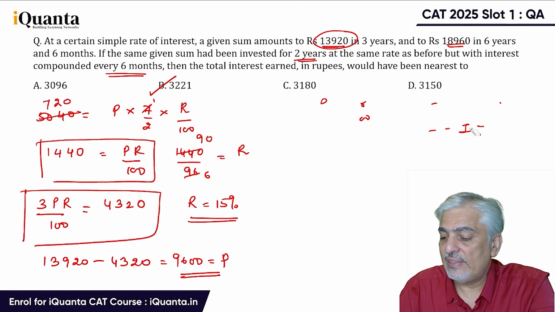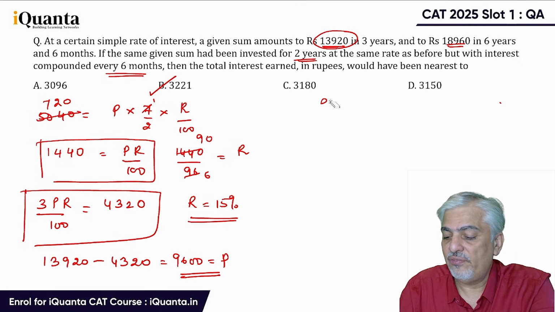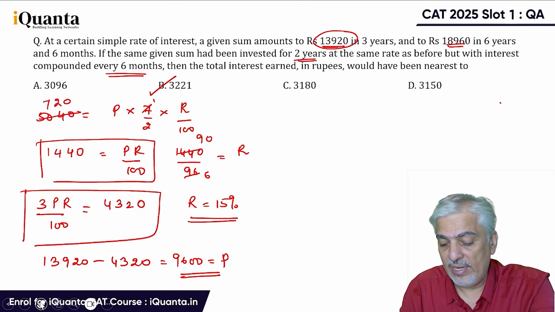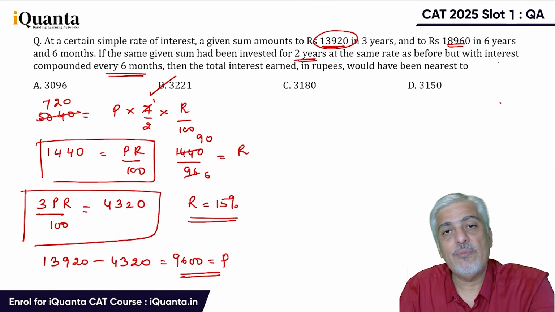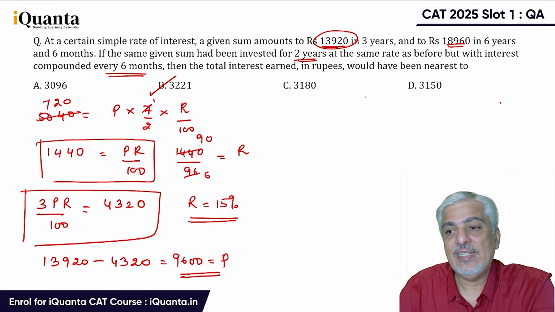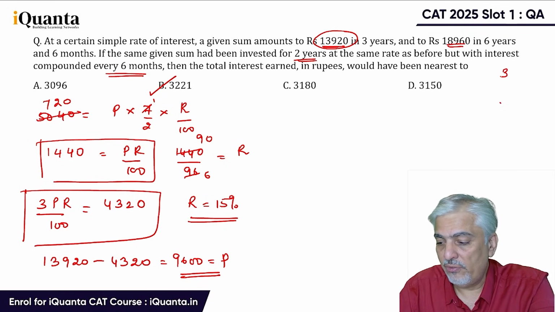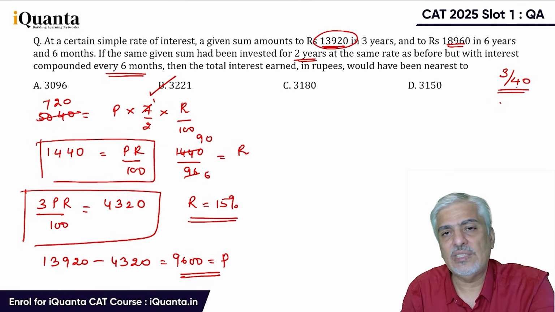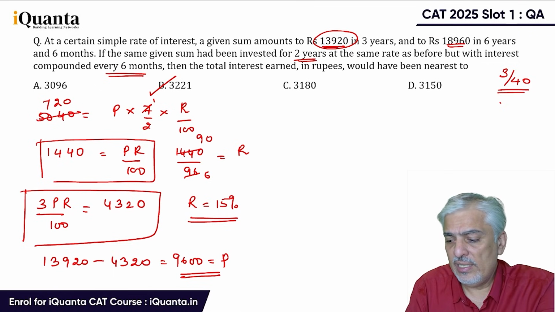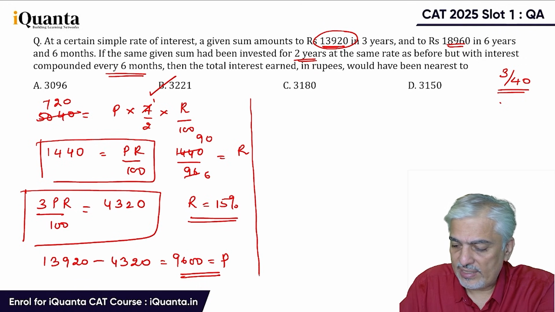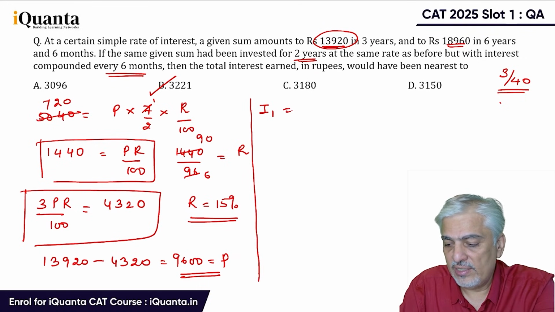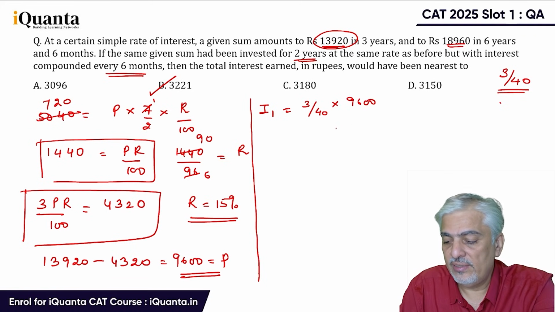So first I did, how much is 7.5%? 7.5% is nothing but 7.5 upon 100. So what is 7.5 upon 100? 75 upon 1000, which becomes 3 upon 40. So my rate becomes 3 upon 40. Now, what I would do is calculate interest at every 6 months. So what is my first interest? It will be 3 upon 40 of 9,600, so this will come to 720 rupees.